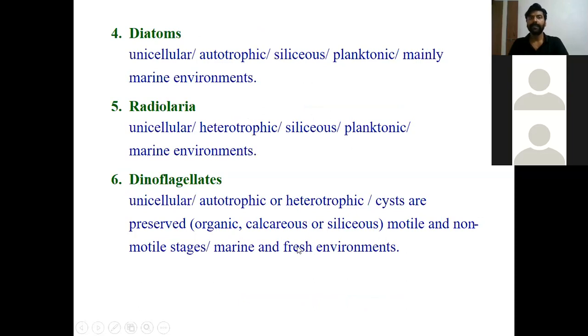Okay? Then we have diatoms. Diatoms is unicellular autotrophs, but they are siliceous. And they are not benthonic. They are typically planktic. Okay? And they are mainly marine, but you can have diatom in freshwater as well. Okay? So that's why it is mentioned that mainly marine.